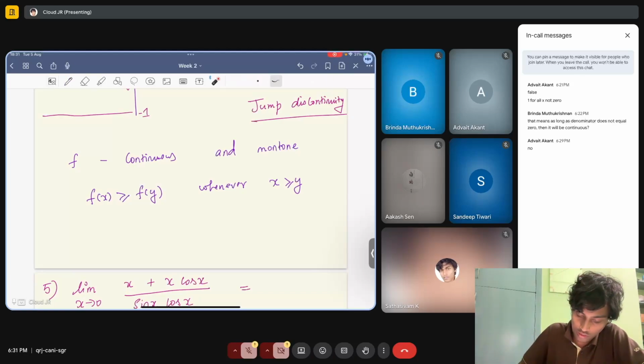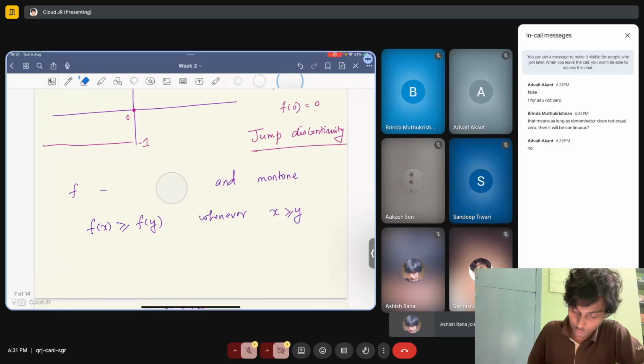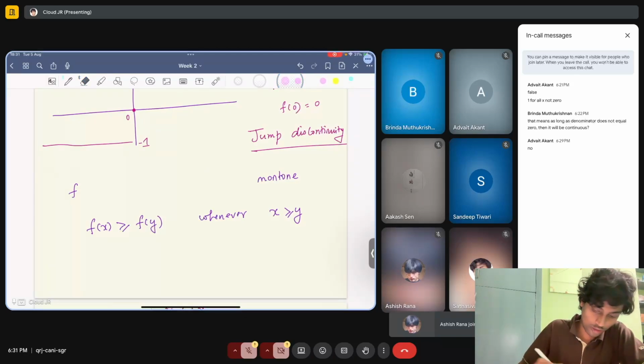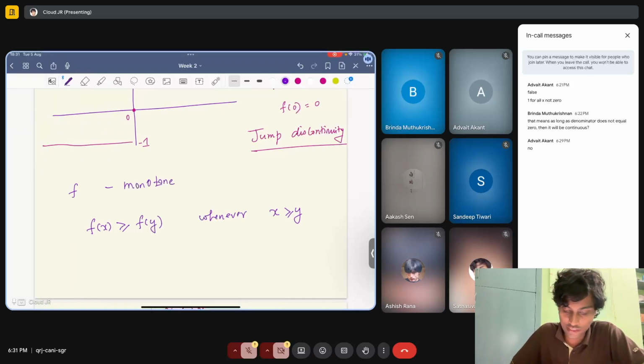So if you have a monotone function, then you can kind of know how the discontinuity of the function will be. Not continuous and monotone, but just a monotone function. If you have a monotone function, then the discontinuity one can describe, not completely. Of course, one cannot say where exactly the discontinuity comes, etc.